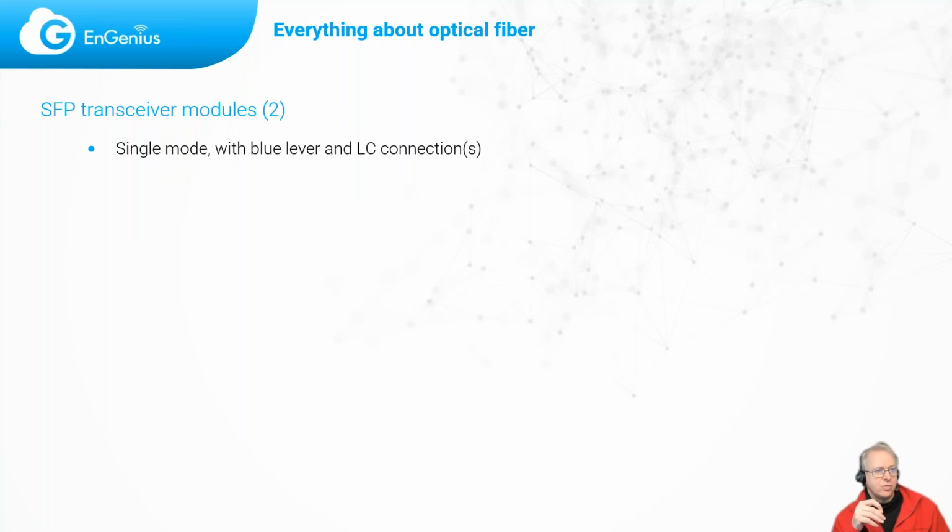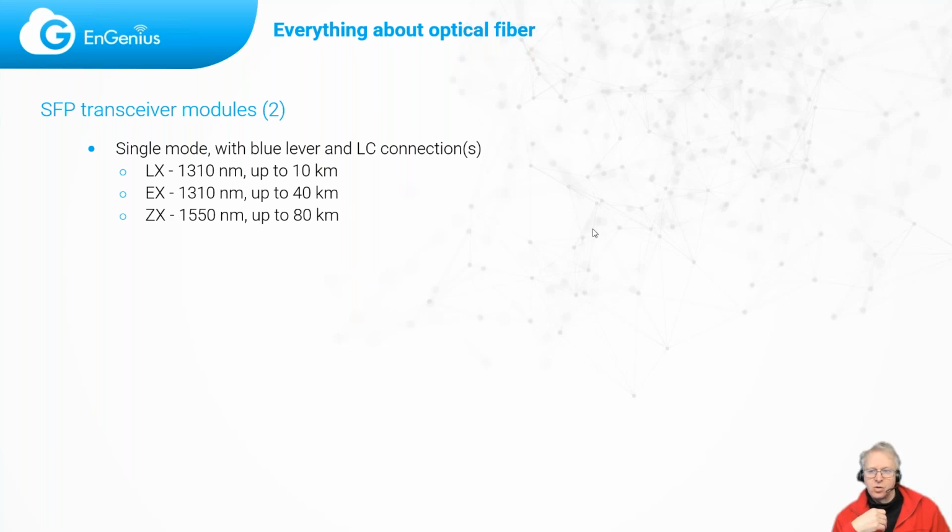So again, with single mode, you can find them with blue levers and LC connectors, and for the LX models, they are 1310 nanometers. The 1310 and 1490 and 1550 is used usually for single mode, and then it's up to 10 kilometers. Like I said, if you look at the labeling on the device, usually you will see -10, -20, -40 for the range. Most of the SFPs that you can buy are usually -10 and -20. If you go to higher speeds or longer distances, -40, -80, -160, expect to pay a lot more.